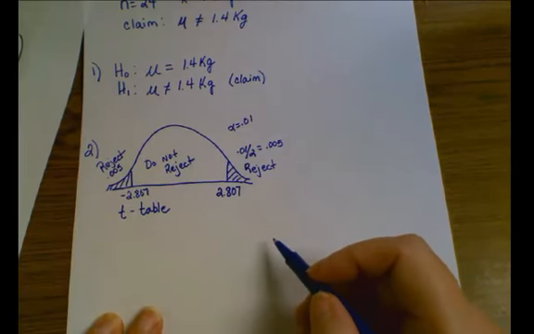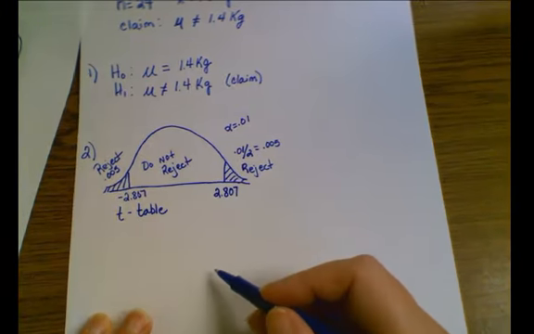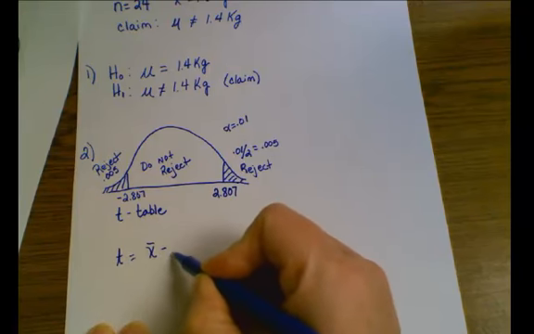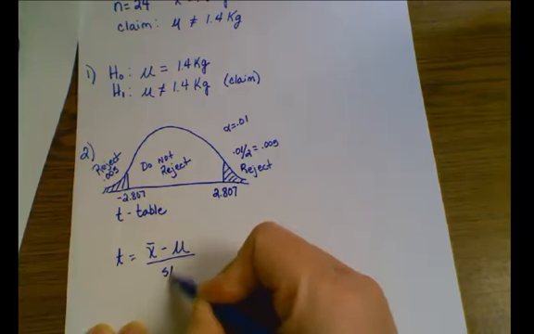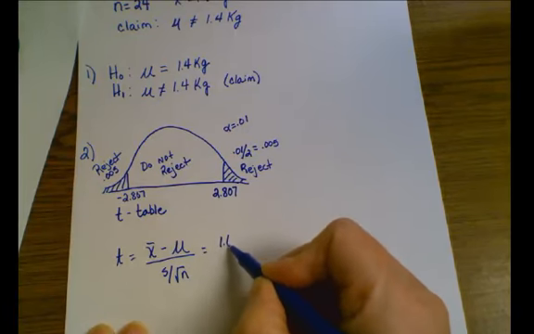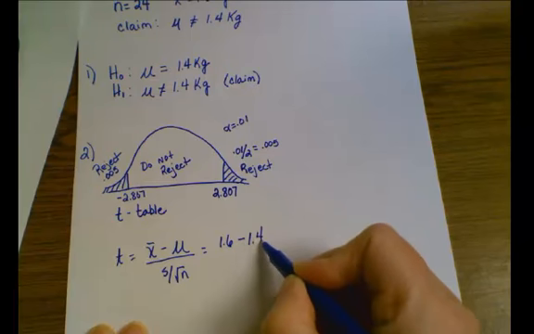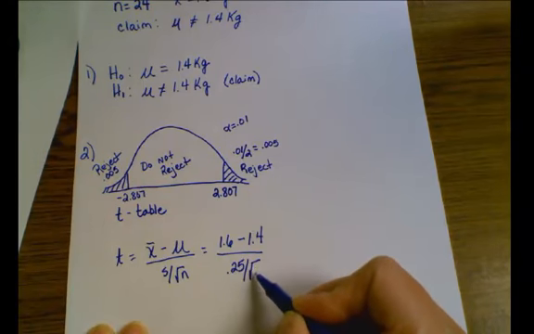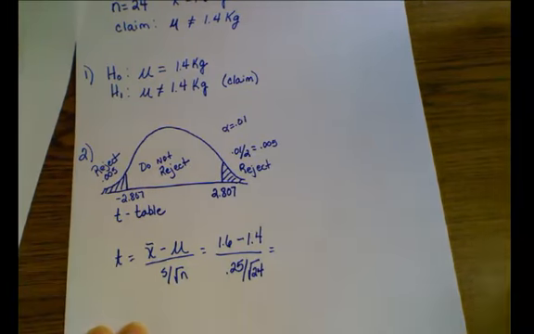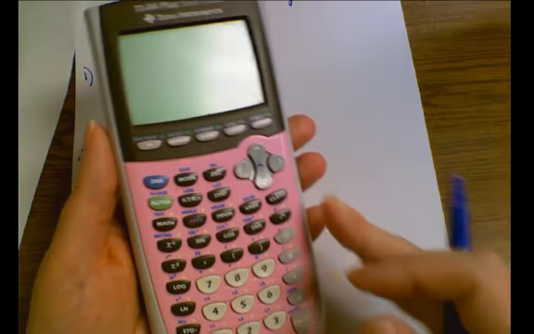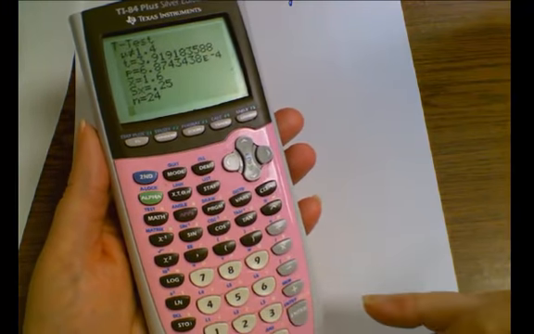Okay, next on the list of things to do is to see where our sample actually falls, and that's just doing our t formula, which is x bar minus the mean over the standard deviation divided by the square root of n, since we have a sample size. We take our sample, which is 1.6, subtract what we're comparing it to, the mean, 1.4, divide it by the standard deviation divided by the square root of n, which is 24. Notice we don't use the degrees of freedom. And I'm going to show you how I type that into the calculator.